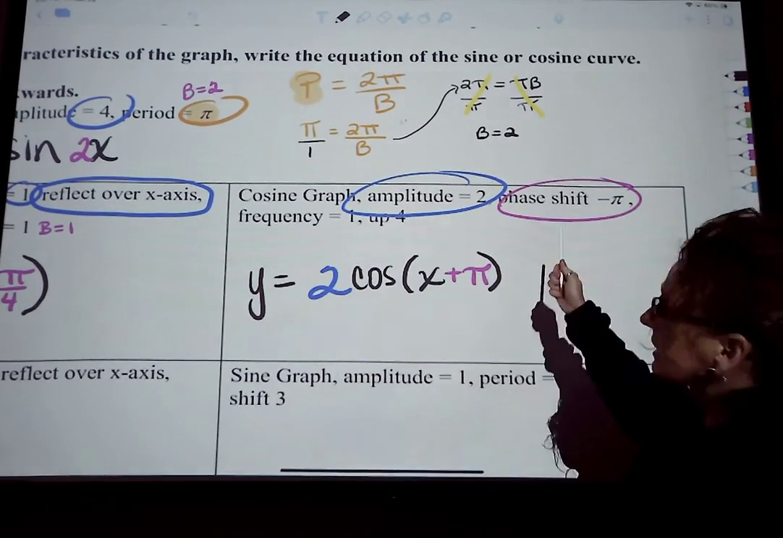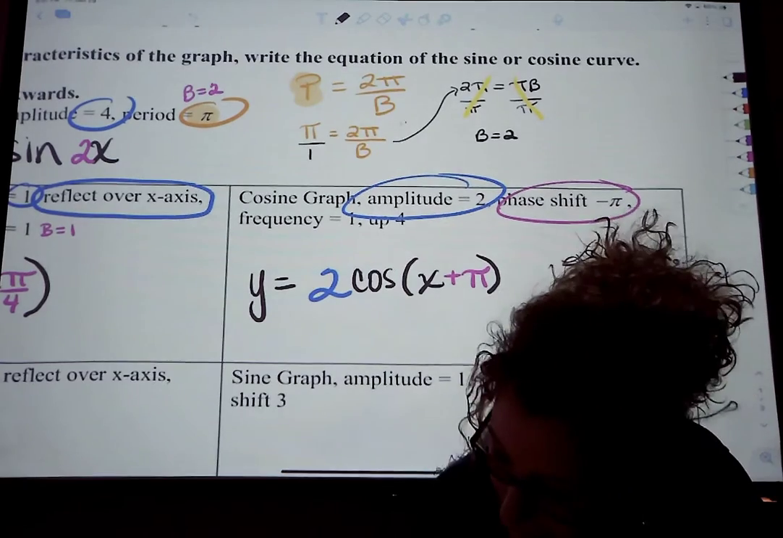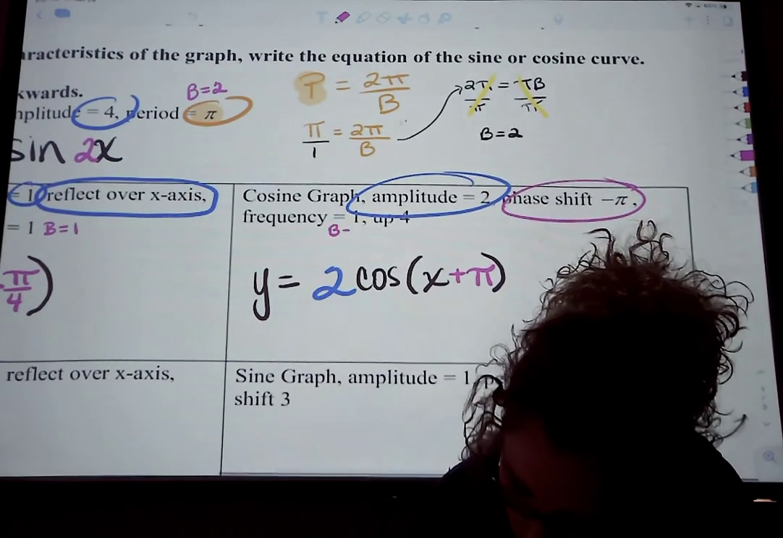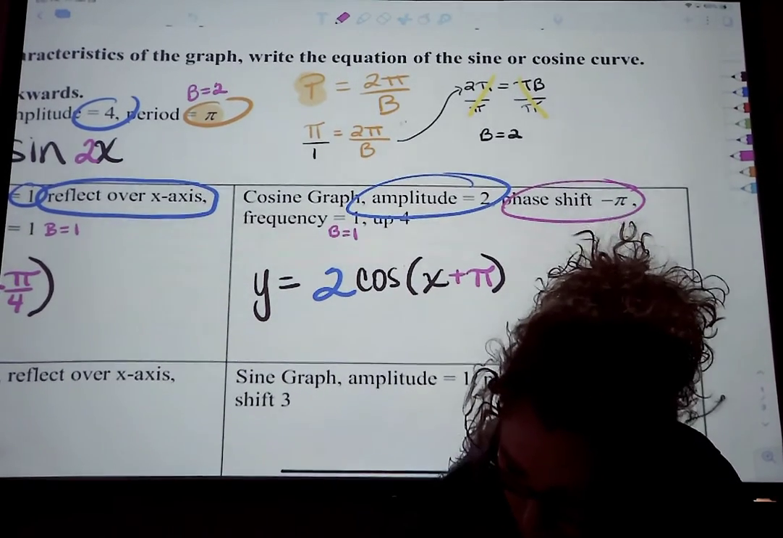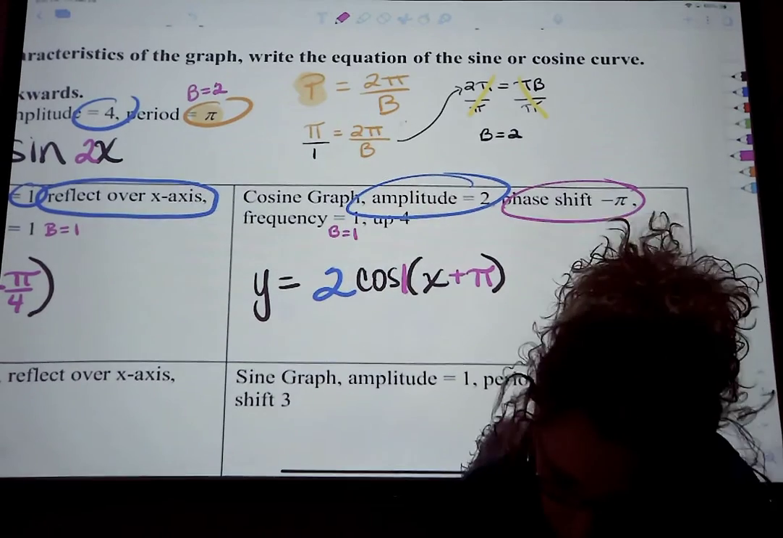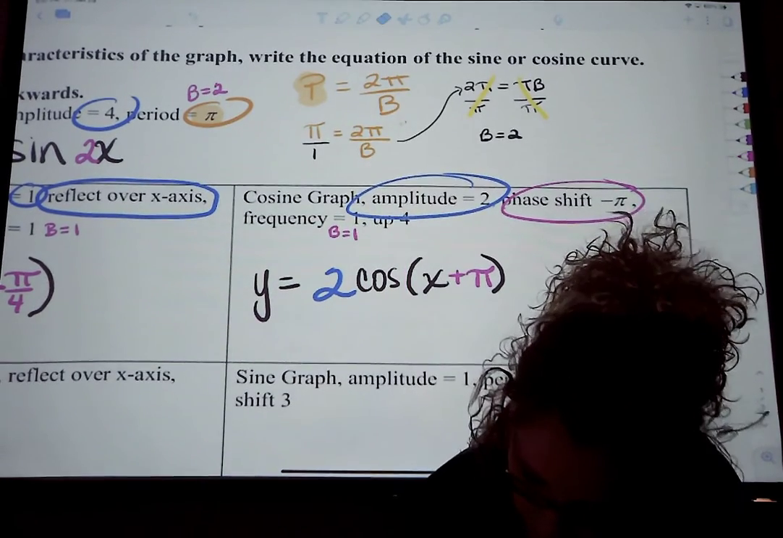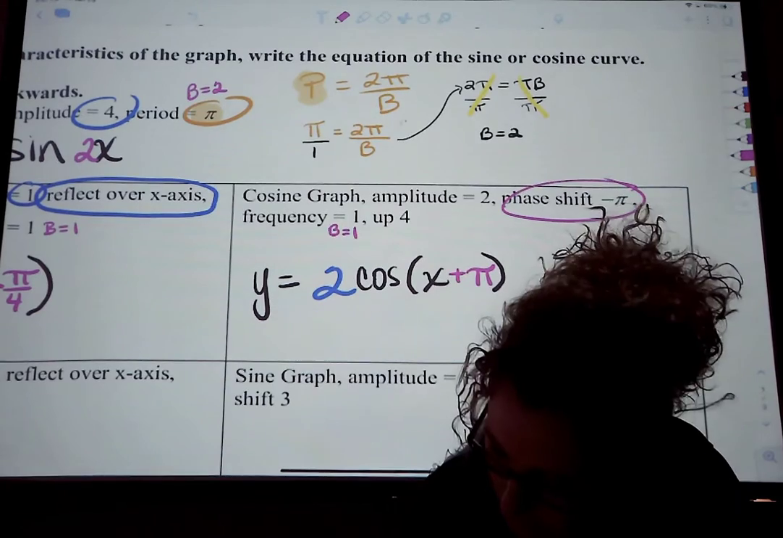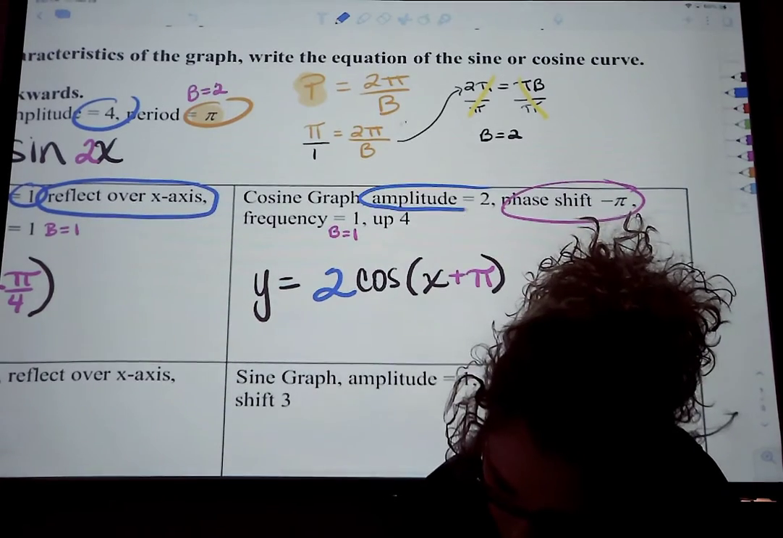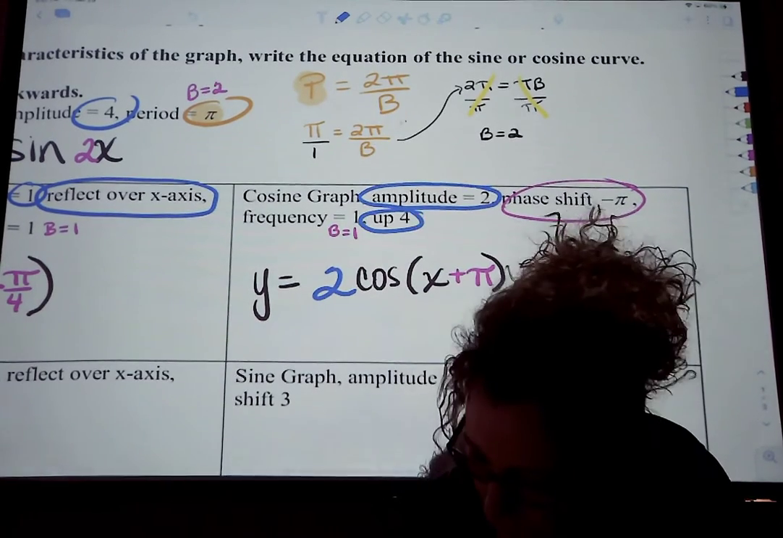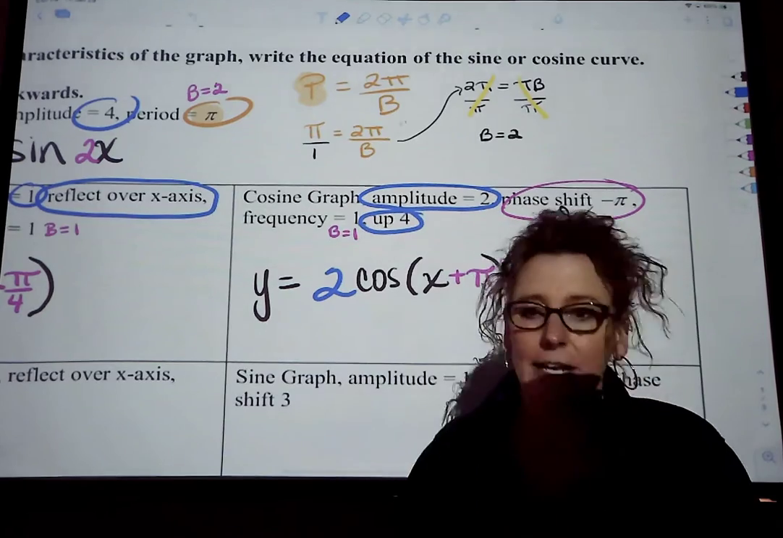Okay, got that. The frequency is 1, so B is 1. You can put it there or you can not. And, wow, got a little crazy with my circles here. So the amplitude is 2, we got that. And it's going up 4, plus 4, hanging off at the end.